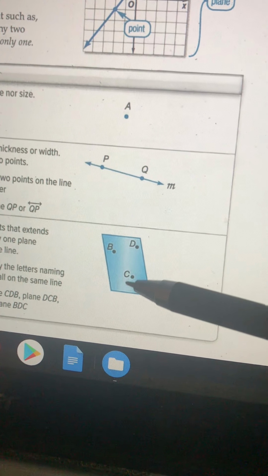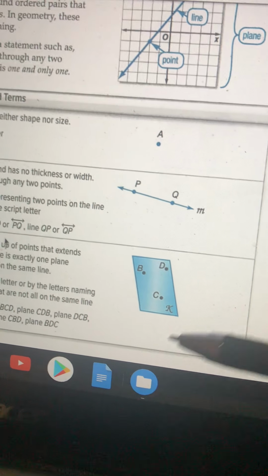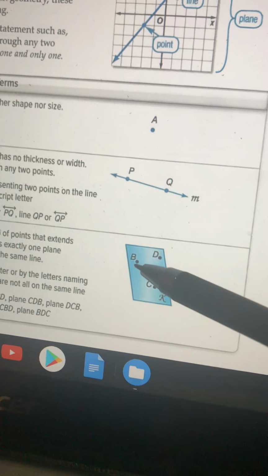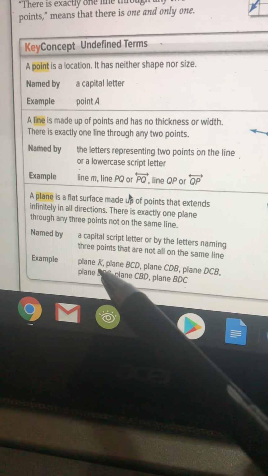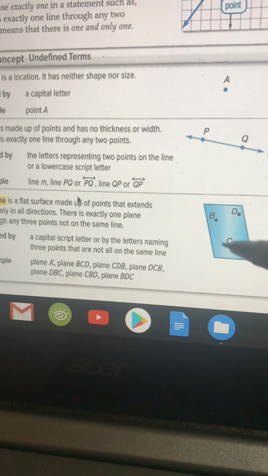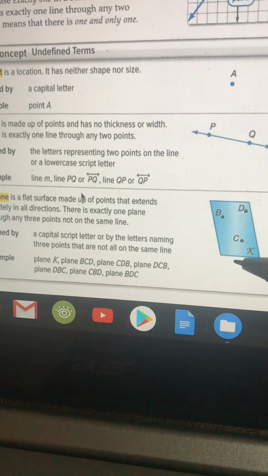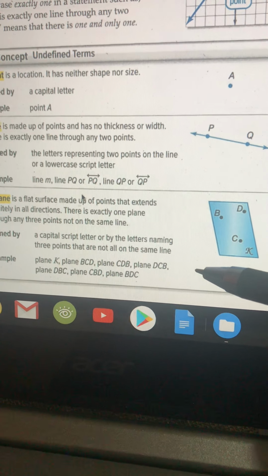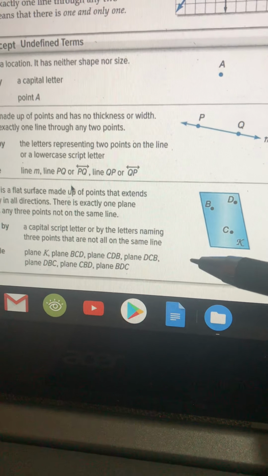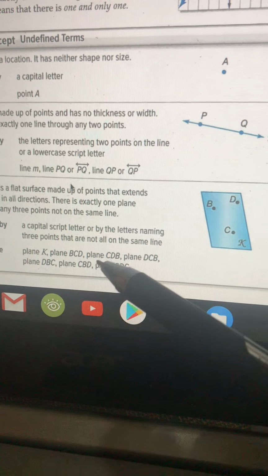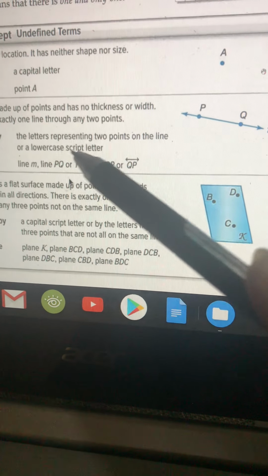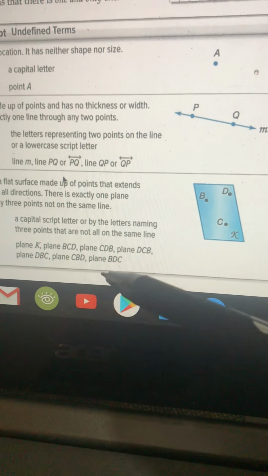Or you can use an uppercase script letter. Like this one, I can say this is plane K. Okay? Just like the book said. This is plane K or plane BCD or BDC or DBC or CDB, like that. So you must use all this. When you're naming a plane, you must use the word plane in front of the letter. There is no line. Okay? You must use that.